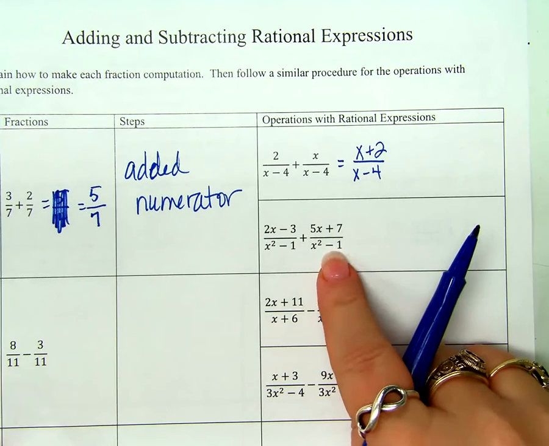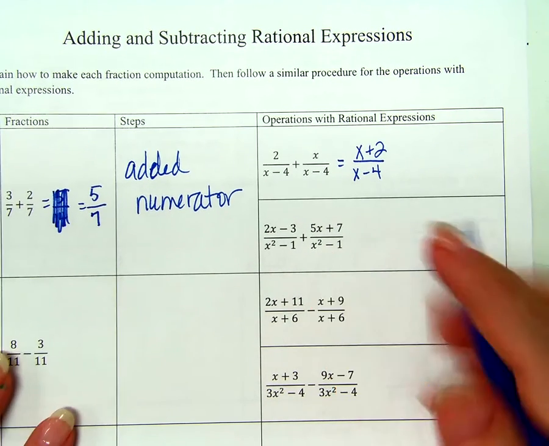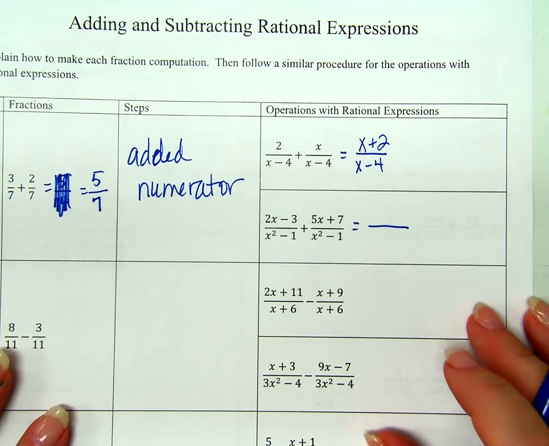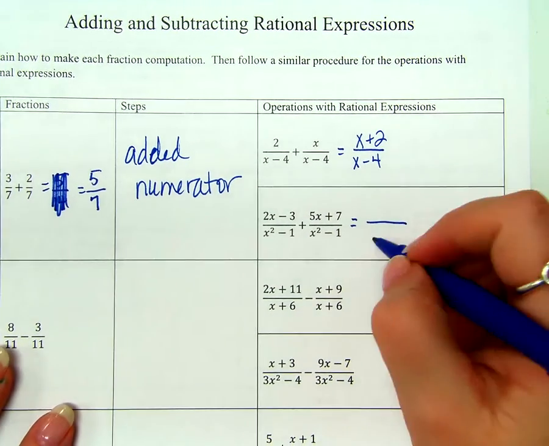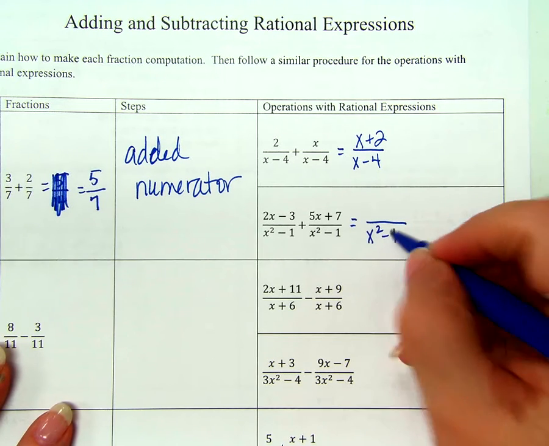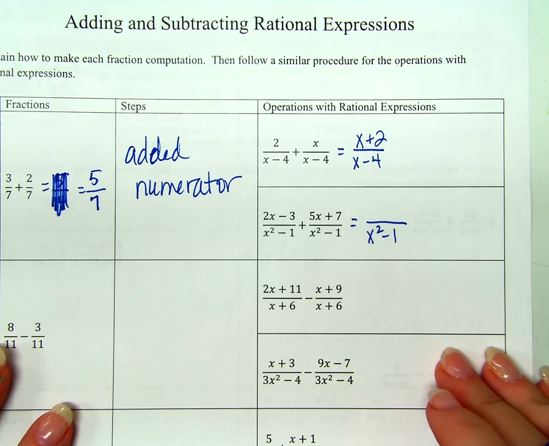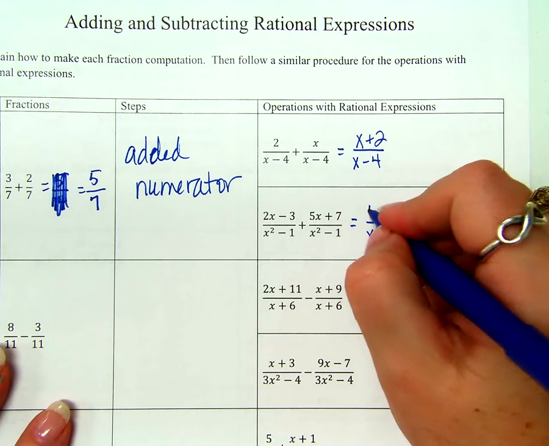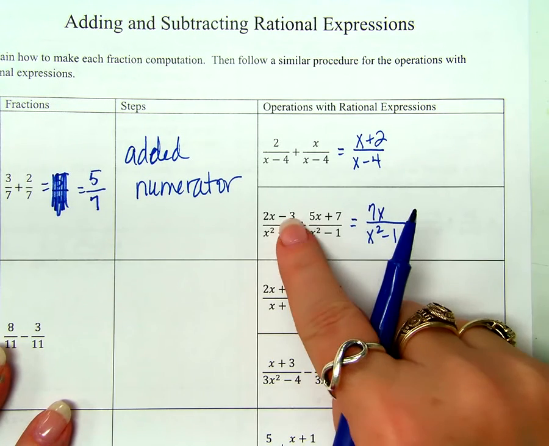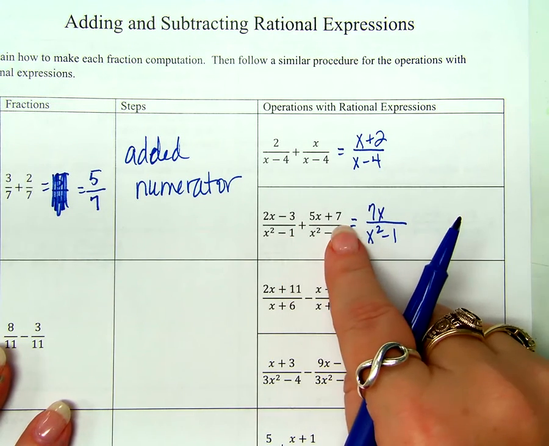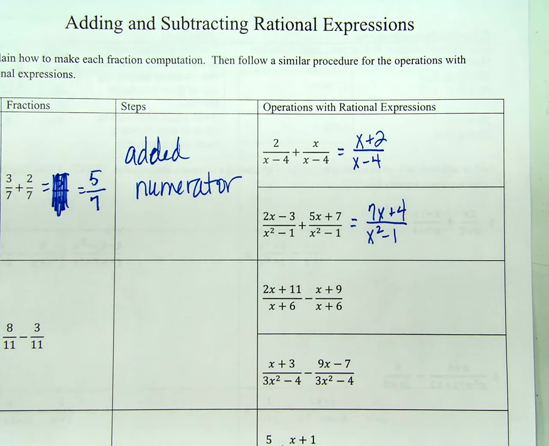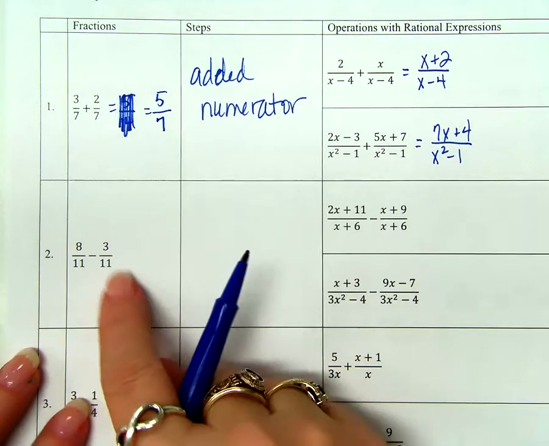What about if it looks even messier like this? We don't throw up, or if we do, we're going to go in the hall, right? Yeah, not on the carpet. So x squared plus 1, I keep my denominator. What do I do with my numerator? I add, right? 2x and 5x, 7x, negative 3 and 7, plus 4. Done. You okay so far? Yes or no? Okay.